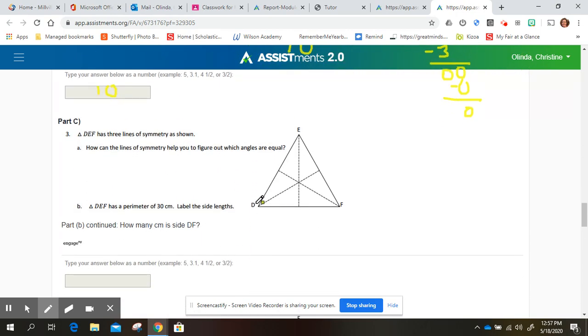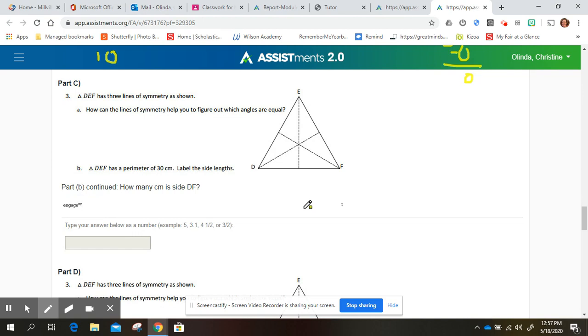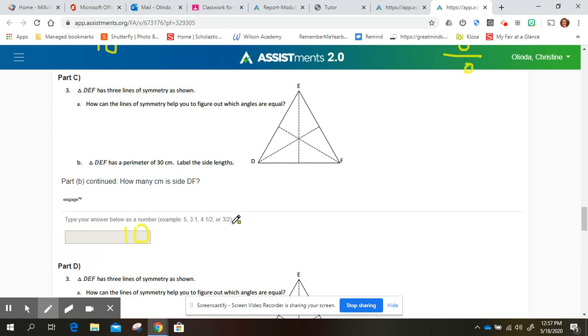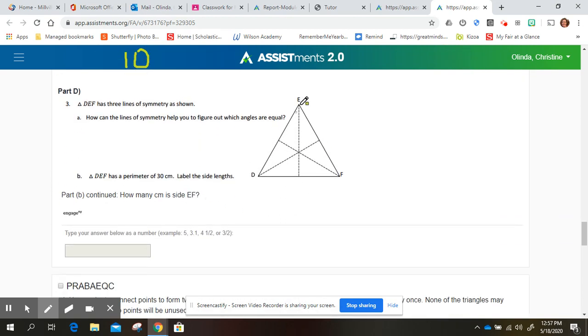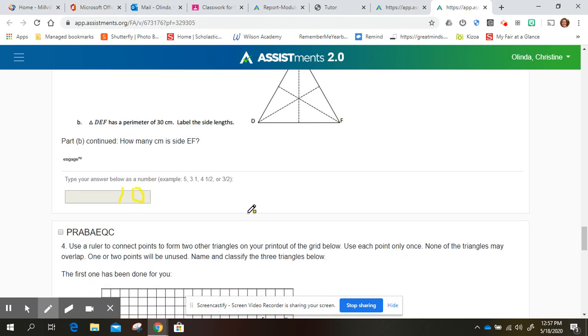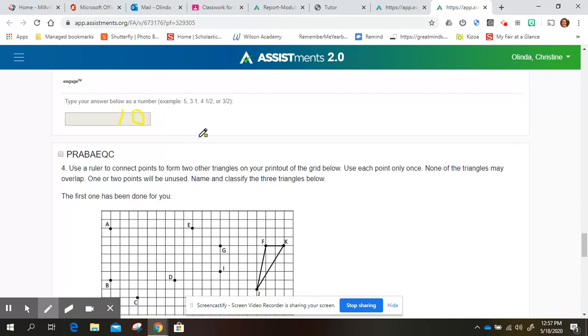And now they're asking me for DF, and we know that they're all going to be 10. And we know that EF also has to be 10 because 10 plus 10 plus 10 is 30, and that was our perimeter. So type in 10, 10, 10.